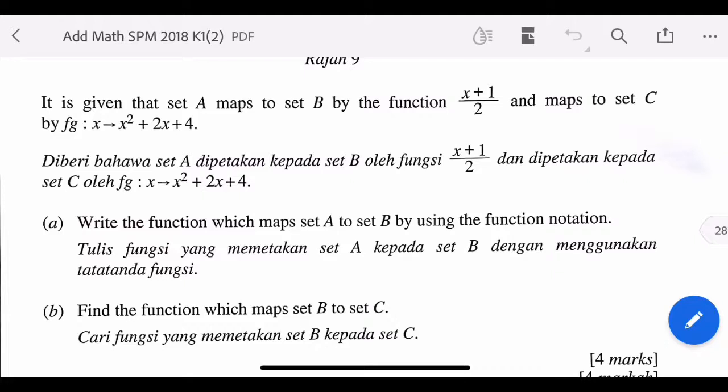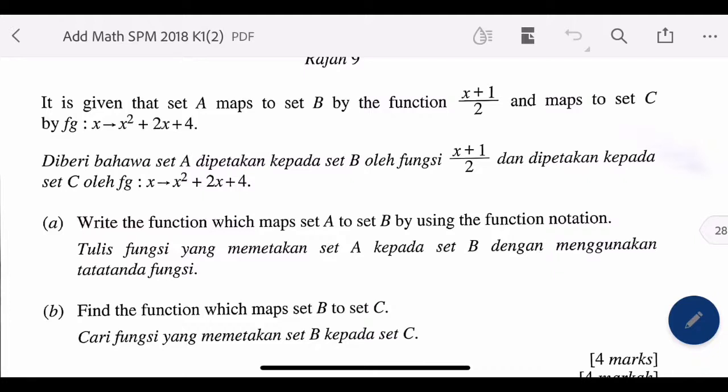So then, for part A is very simple. They say write the function which maps set A to set B by using function notation. They already gave you set A to set B, the function, right? So you just write g(x) equal to x plus 1 over 2. Actually, they just want to test you whether you are sure or not that it is g(x). If you are not sure, you cannot do, right? So I think you are sure that it is g(x). So g(x) equal to x plus 1 over 2 was given. So for A you can get 1 mark easily.